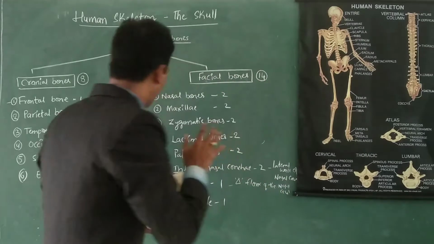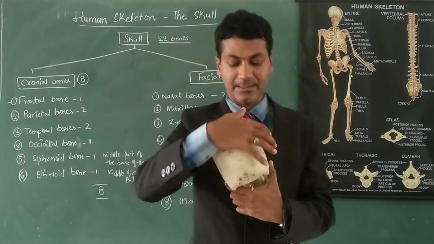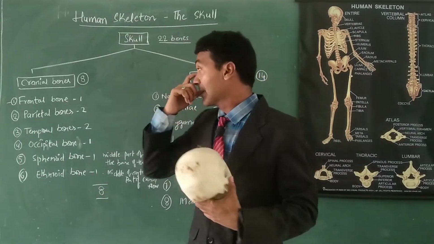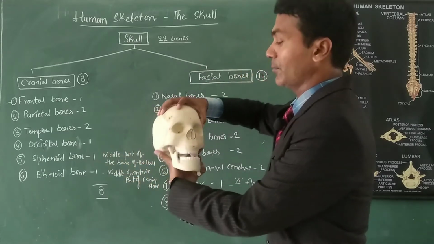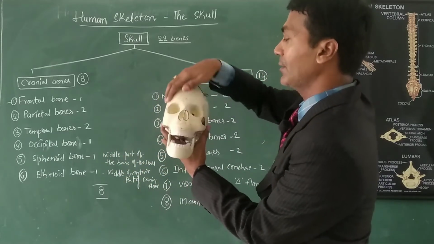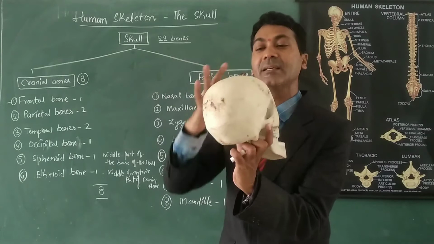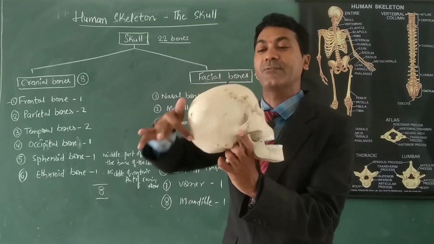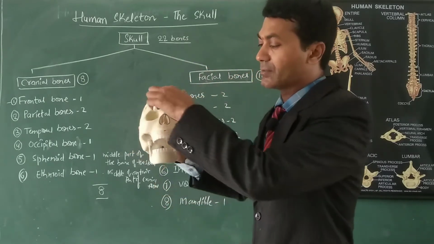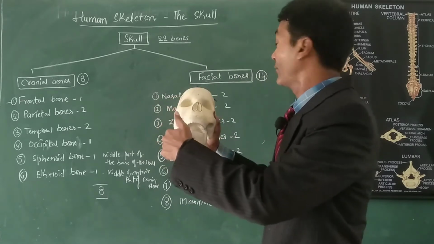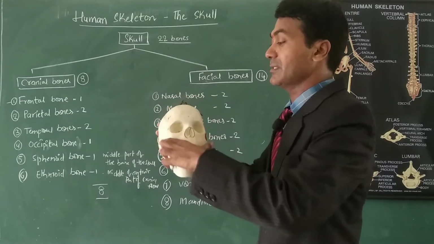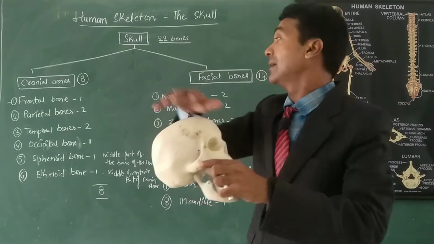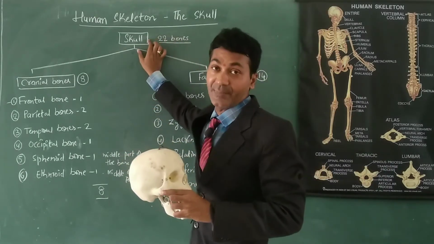The first one, cranial bones. Let's discuss cranial bones first. I told you cranial bones are from the forehead to the back side. This region is made up of cranial bones, right? And in this front region there are 14 bones. These are 14 bones and these are 8 bones. Altogether 22 bones by which the skull is made.